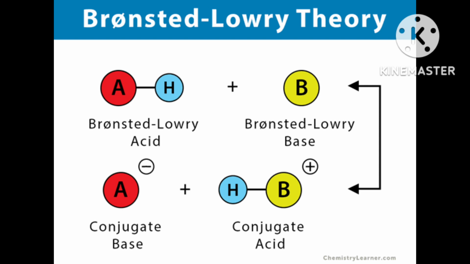Now, the question is: what will be the conjugate bases for the following Bronsted acids? The acids are HF (hydrogen fluoride), H2SO4 (sulfuric acid), and HCO3 (carbonic acid). Three acids they have given, and they are asking for the conjugate base of each.